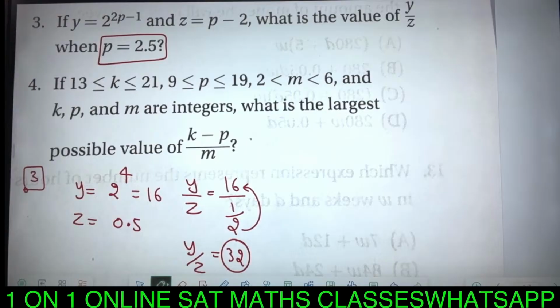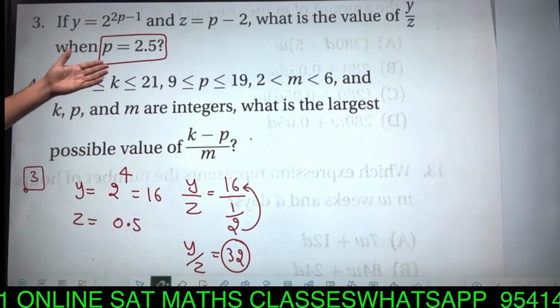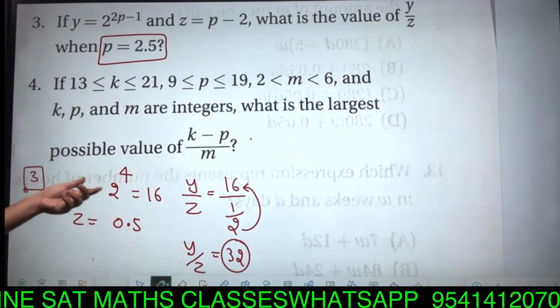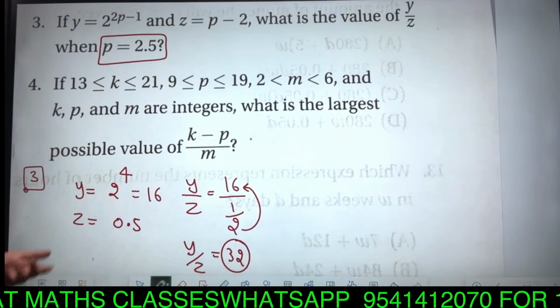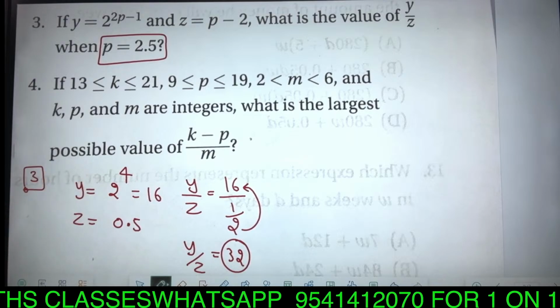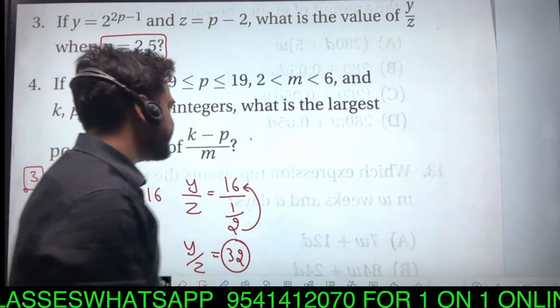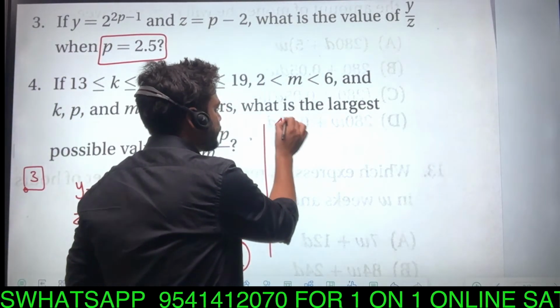So this is also another easy question. P value is 2.5 we have put here, and it is 2 power 4, that is 16. Z value is p minus 2, that is 0.5, and y by z is 32. So very easily we can solve this question also. Moving on, question number 4.